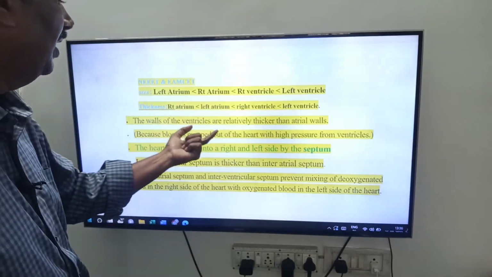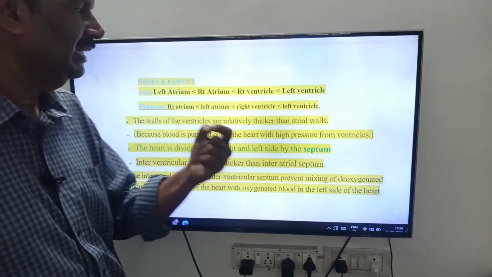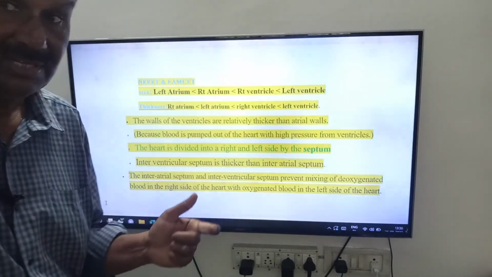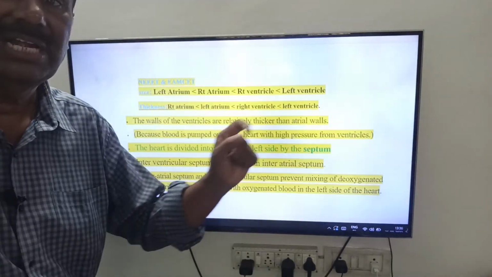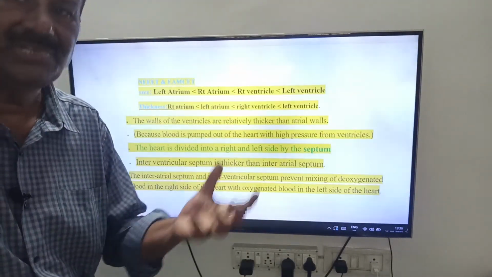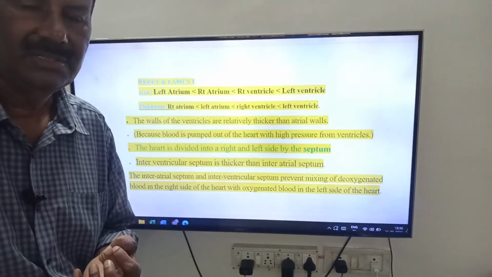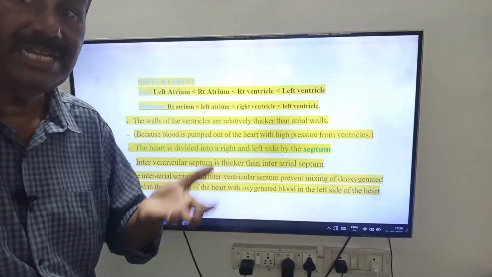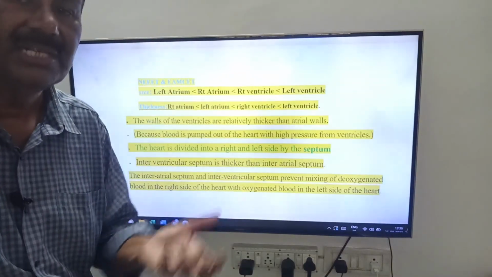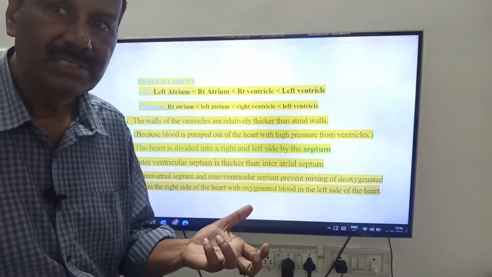Next friends. The walls of the ventricles are relatively thicker than the atrial walls. See friends, the walls of the ventricles are relatively thicker than the walls of the atria. Because you know friends, the atria receive blood. They are receiving chambers. Ventricles are pumping chambers. They need more strength, friends. So because of that, ventricles have thicker walls.